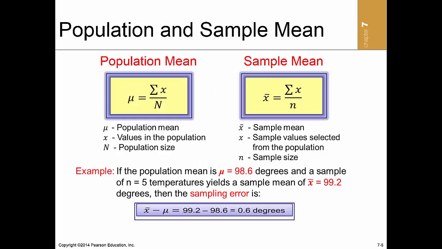We learned in Chapter 3 that a population mean is denoted by the Greek symbol mu and the sample mean is denoted by x bar. If we are given these values, or we calculated them from the data, we can determine the sampling error. In this case, x bar is 99.2 degrees and mu is 98.6 degrees. This random sample of 5 temperatures yields a sampling error of 0.6 degrees.